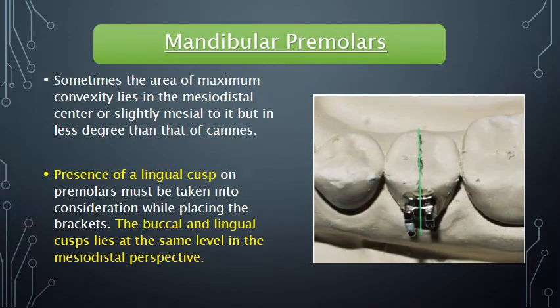Mandibular premolars. Sometimes the area of maximum convexity lies in the mesiodistal center or slightly mesial to it, but to a lesser degree than that of the canines. The presence of a lingual cusp on premolars must be taken into consideration while placing the brackets. The buccal and lingual cusps lie at the same level in the mesiodistal perspective.